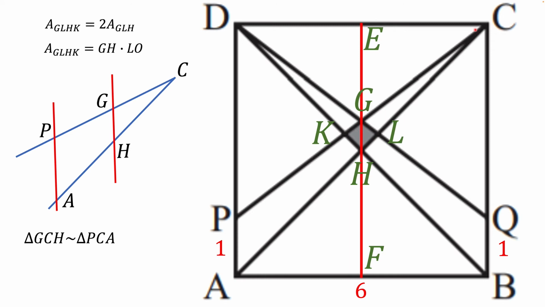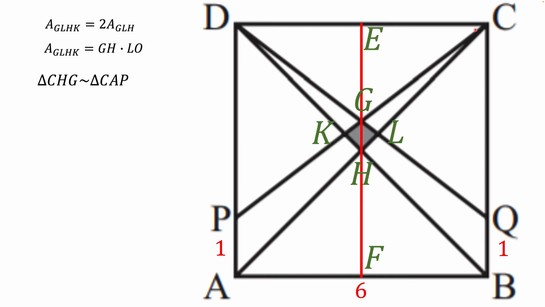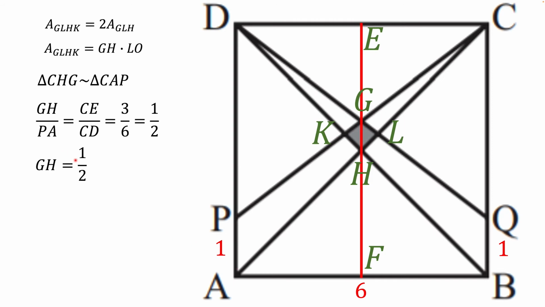We know the triangles are similar, and we have this ratio, okay? We know what CE to CD is. CE is half of CD: CE is 3, CD is 6, so the ratio is half. Also, we know that PA is 1. It's given to you. And that gives us GH, which is 1/2. All right, we found GH.